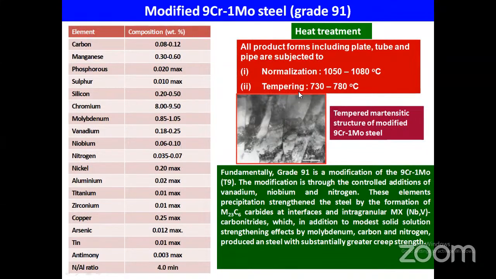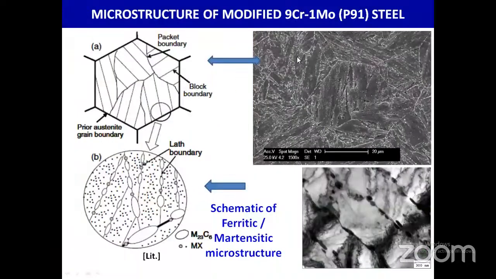So after normalizing, we also need to temper, to restore and increase the ductility. The dislocation density will come down, so the ductility can be enhanced. Now the 9 chrome 1 moly steel, which was invented in the late 80s, is still being researched for further improvement.